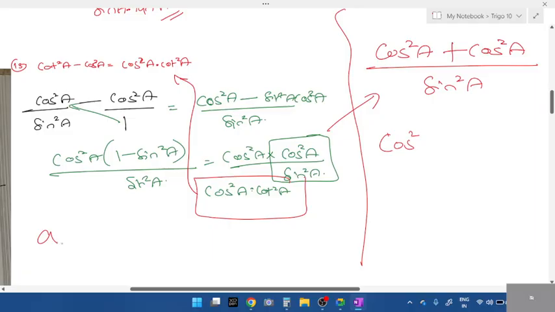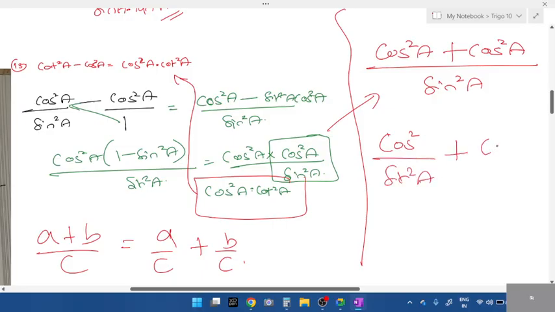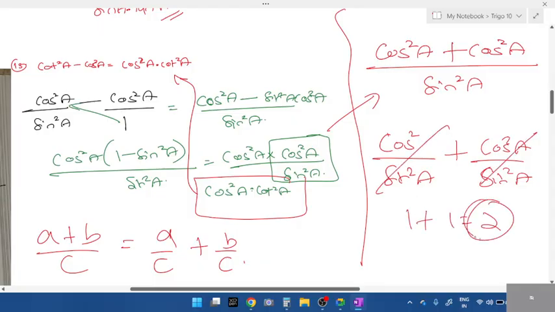What did I tell you all? If base is same, how do I split? A divided by C plus B divided by C. That is what I explained. So this you can write as sin square A cos square A plus cos square A divided by sin square A. You have to split into two parts. Just observe the difference. Only for plus and multiplication. Look at the answer.